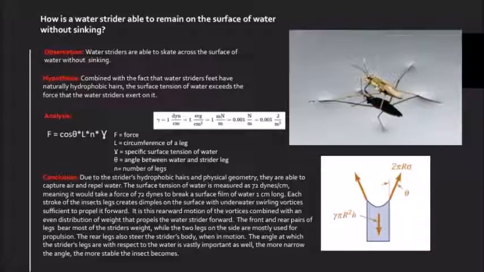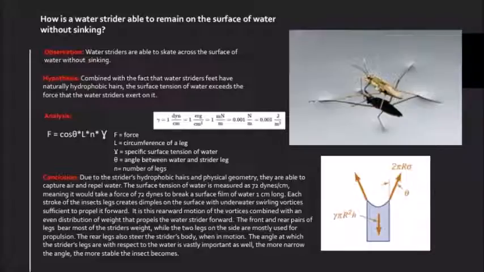So long as a water strider does not exceed a certain force, it is able to stay afloat. This force, which can be rewritten as mass times gravity, is dependent on the angle of the strider's legs, the circumference of each leg, and the specific tension of water itself. It is able to glide across the water because it minimizes these values to an extent to which they do not exceed the surface tension of water.